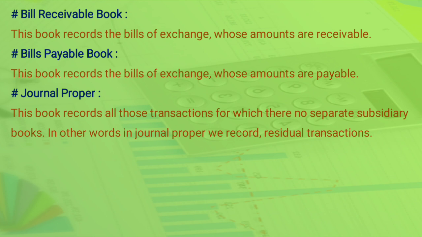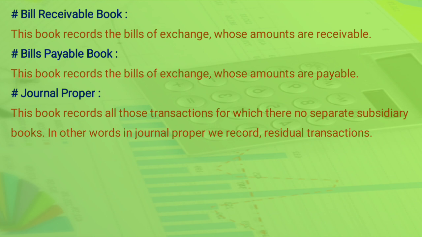If we have purchased goods, then we need to make payment, and for that payment we can issue bills payable. Similarly, if we have sold goods, we can receive bills receivable from our debtor. Bills receivable is a kind of instrument whose amount we receive later, after a specific date. Similarly, bills payable is the bill whose amount we pay after or on a specific date.